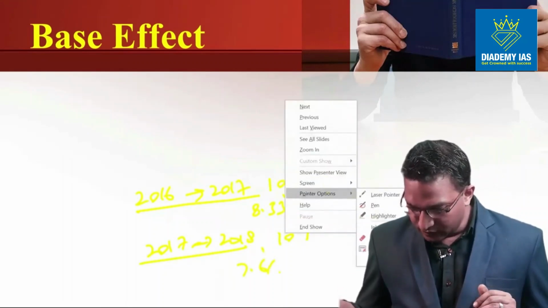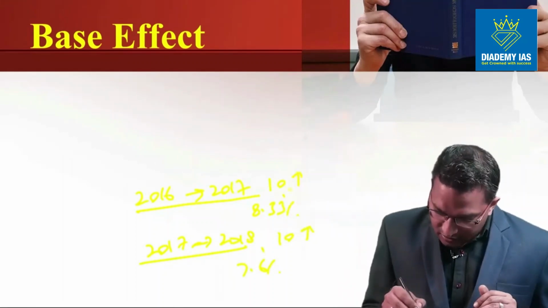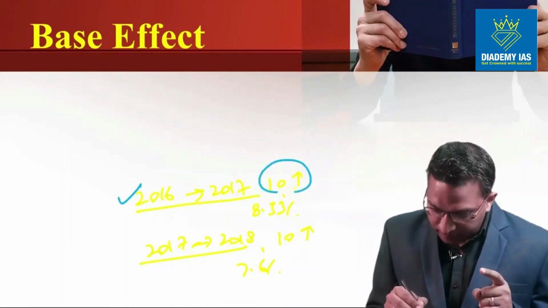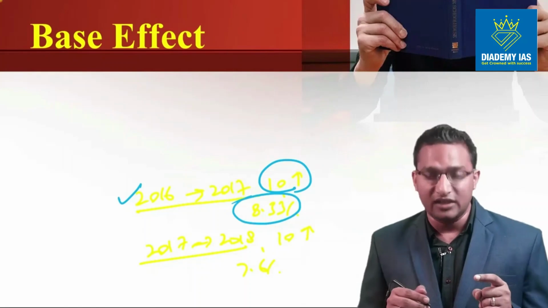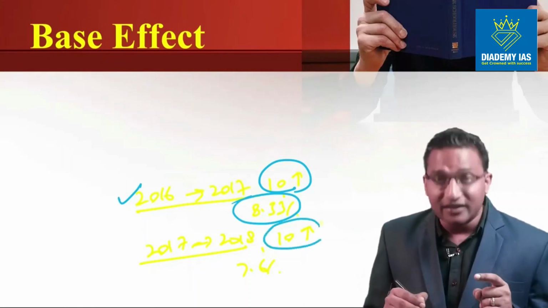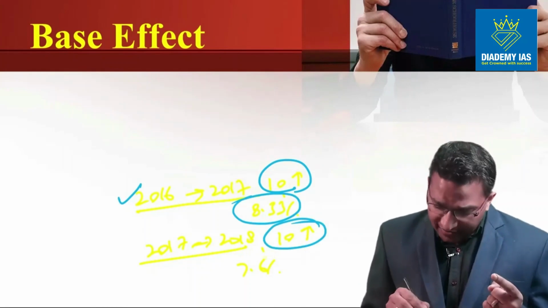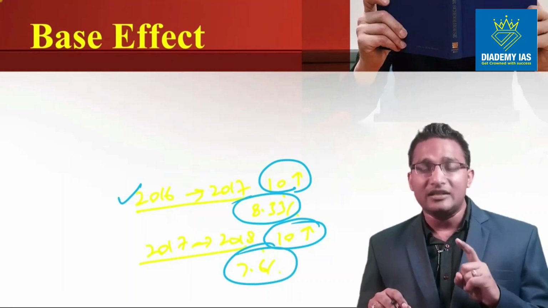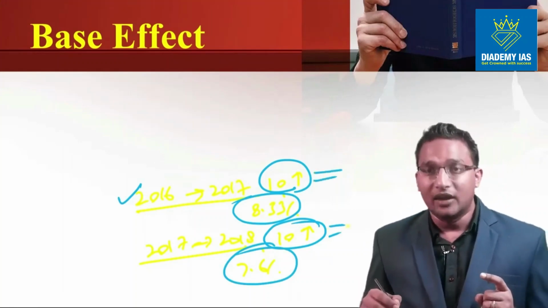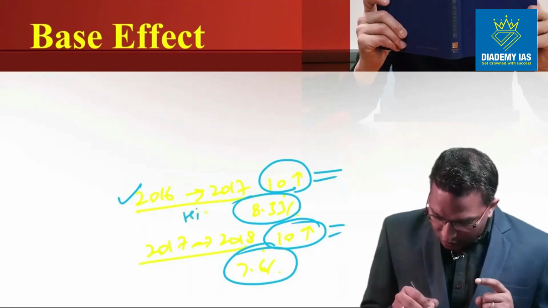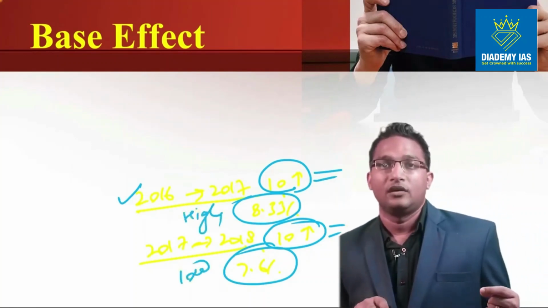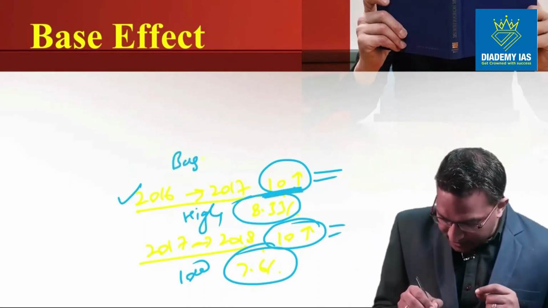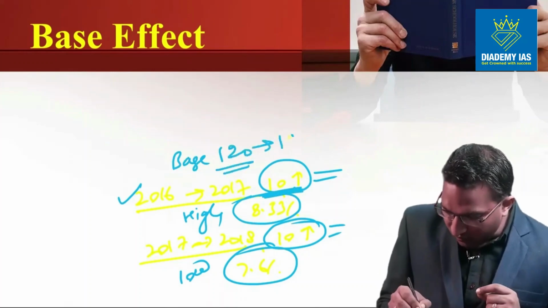Now the question arises: despite the price index increasing by 10 points only, the rate of inflation is 8.33% here, and here the price index is increasing by 10 points and rate of inflation is 7.6%. When the price index increment is the same, 10 and 10, then why is this high and this low? This is the question. So the answer is very simple.